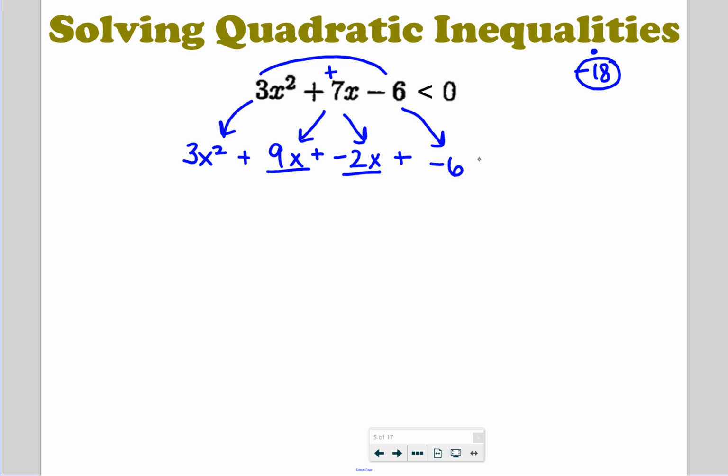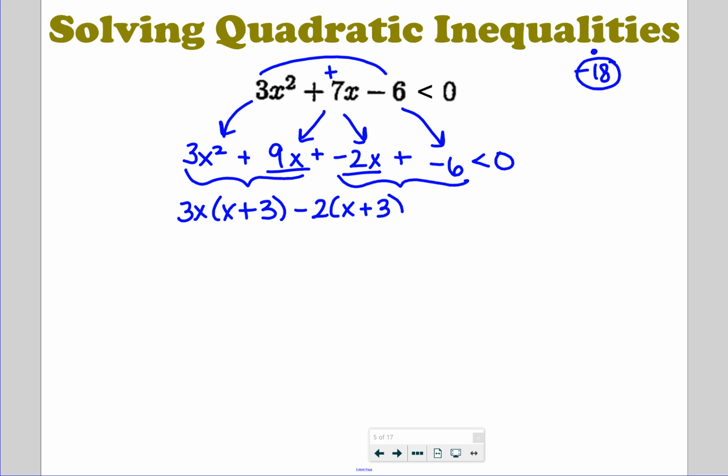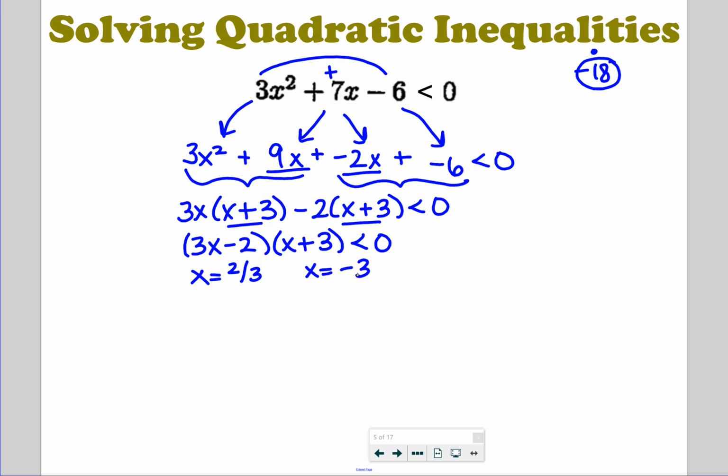And now I can factor by grouping. So I'm going to pair up my first 2 terms. They have a 3x in common. That leaves me with x plus 3. My next pair of terms, they have a -2 in common. Also leaves me with x plus 3, and that's how you know you're doing it right. 3x minus 2, what I factored out, is one of my factors. X plus 3, what I was left with both times, remember those should match, is your other factor. If you set each of those equal to 0, you will get +2/3 and -3 as a solution.